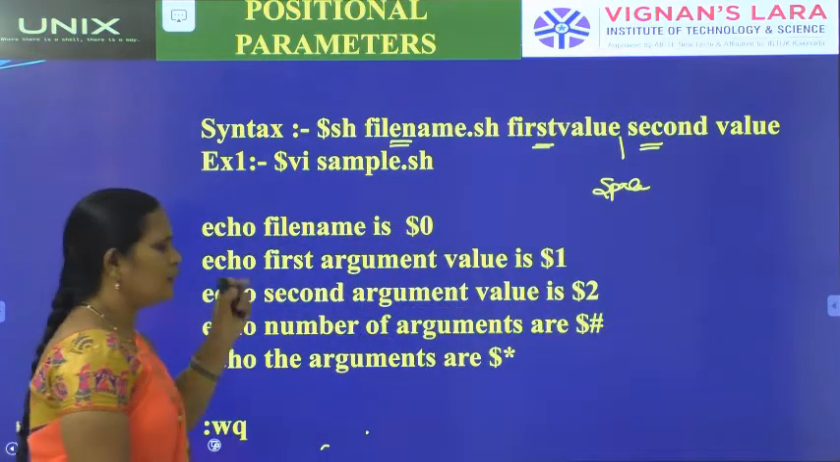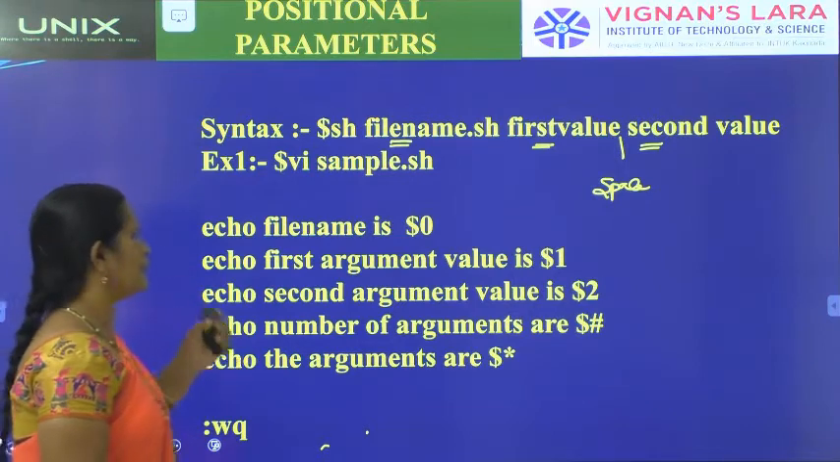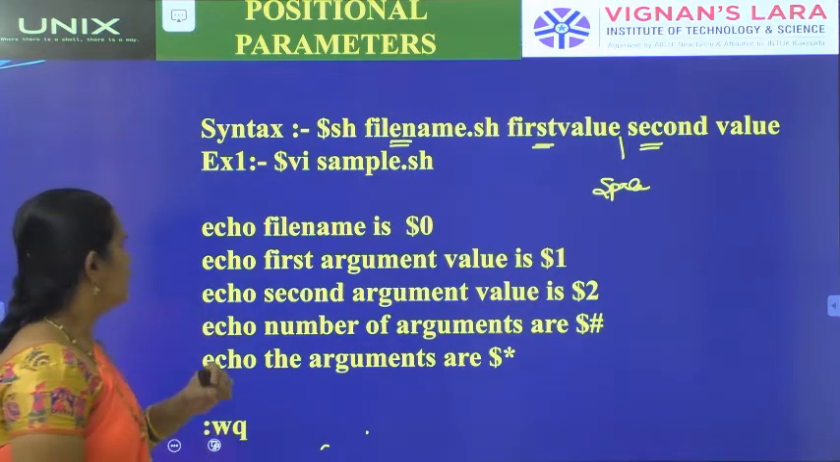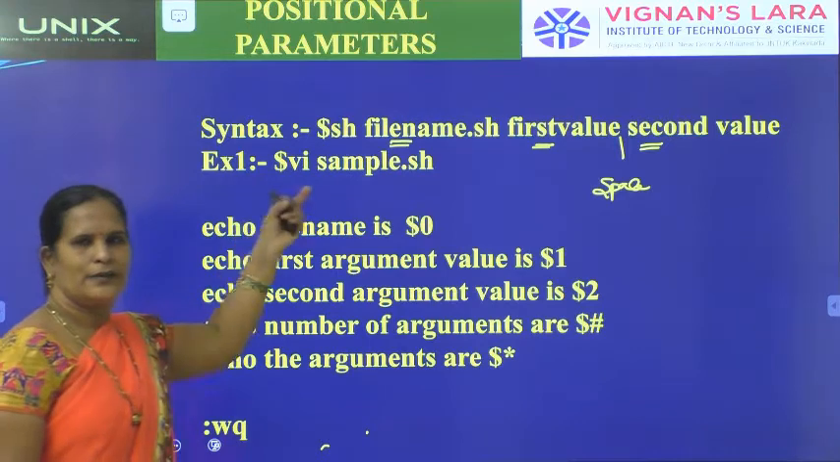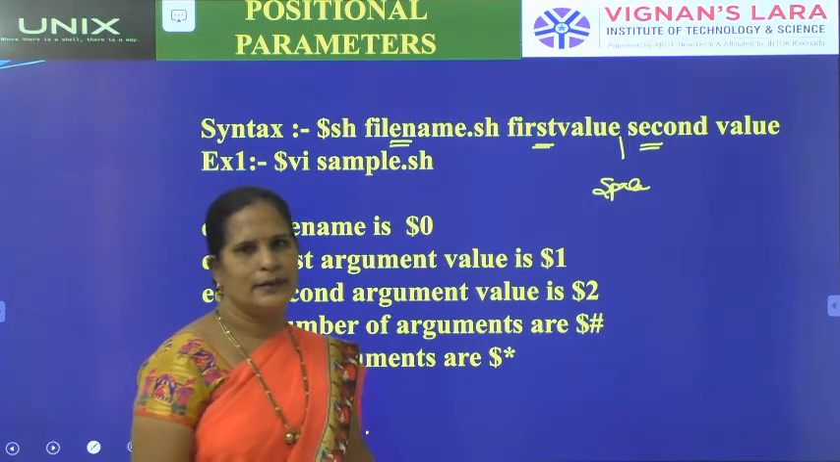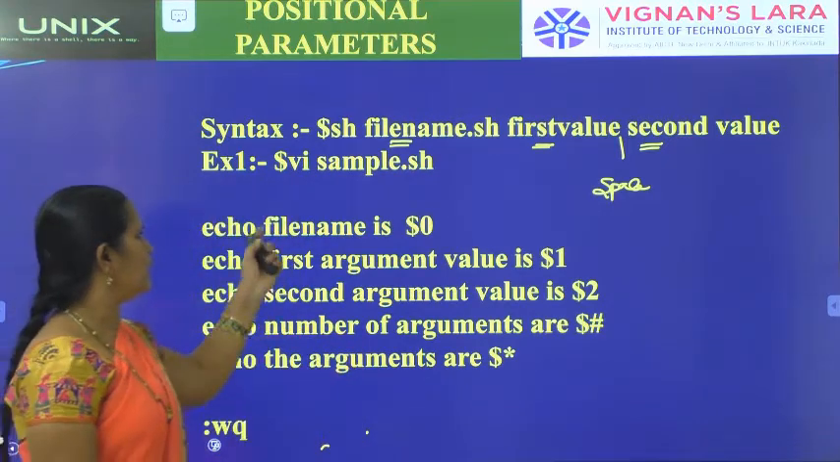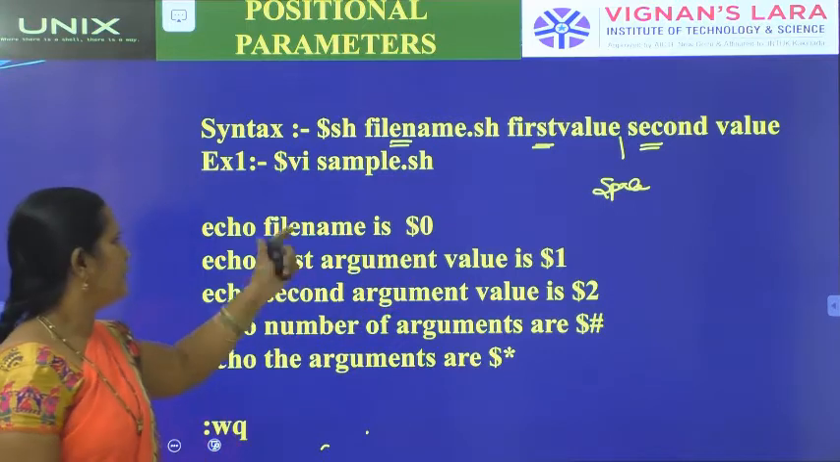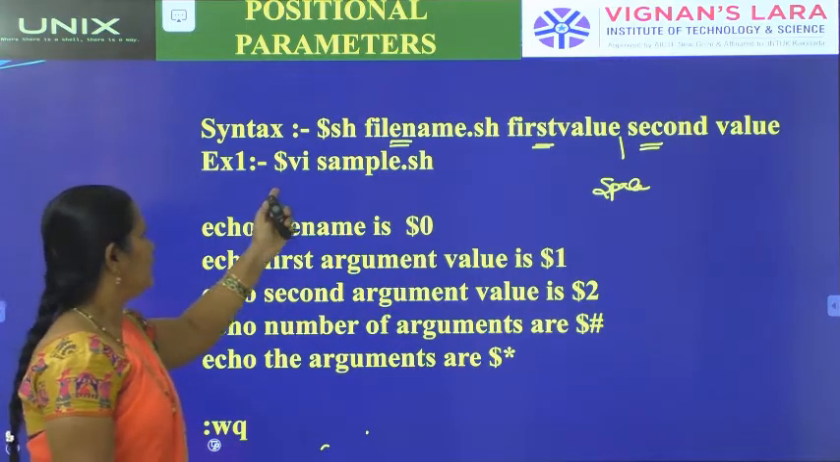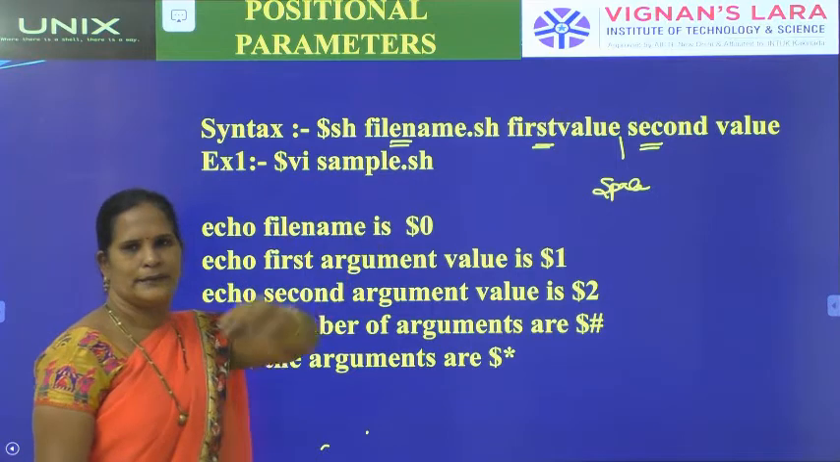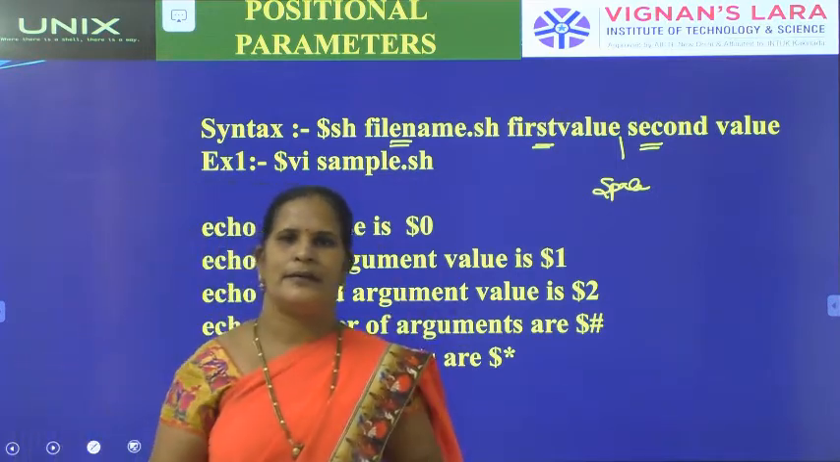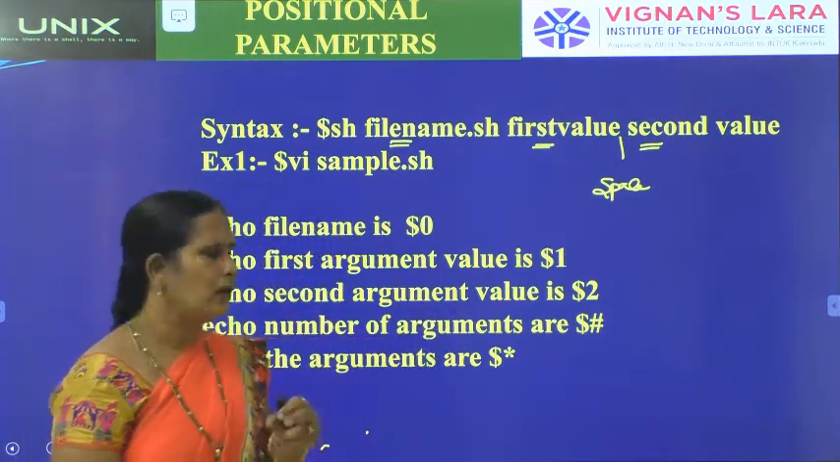Next, in order to write a program, first you have to create a file. To create a file, the syntax is vi space filename dot sh. Here I created a sample file, so vi space sample dot sh. Then it is going to display an editor. In the editor we have to specify the code.